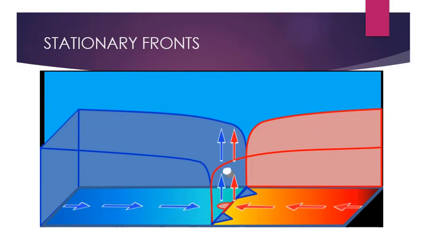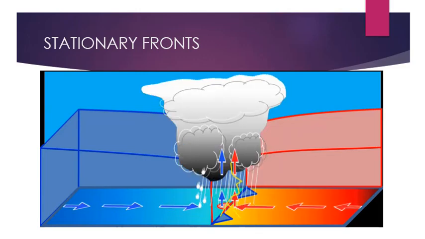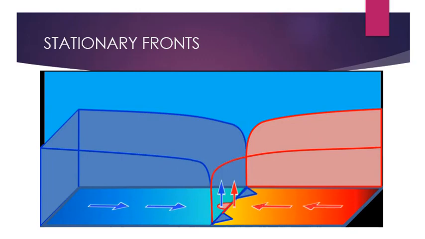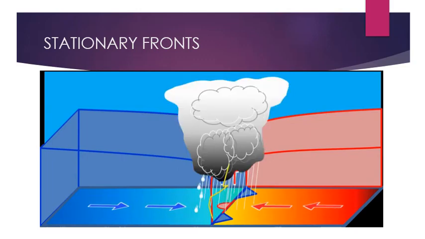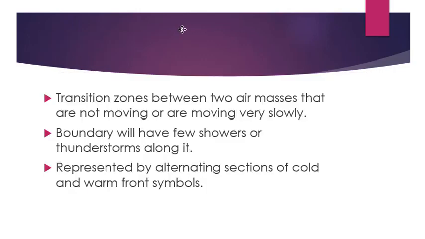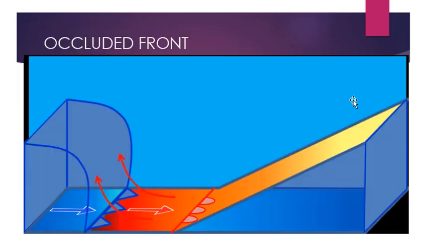Okay, now I want you to look at stationary fronts. What do you observe here? In the animation, you can see a cold air mass meeting a warm air mass. So that is a stationary front. Transition zones between two air masses that are not moving, or they can be moving very slowly. Then the boundary will have few rain showers and thunderstorms. They are represented, as I have shown you earlier, by alternating sections of cold and warm front symbols. So it's an alternating blue triangle and red semicircle. So that is for the stationary front.